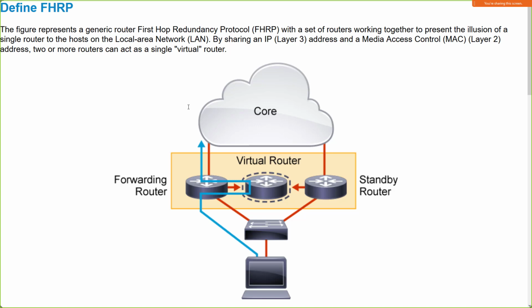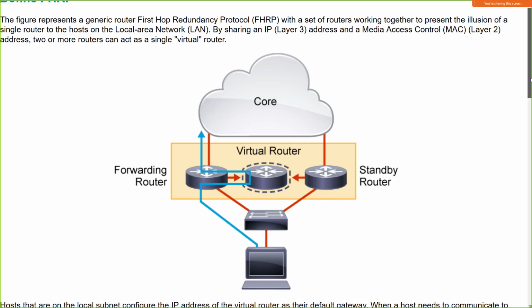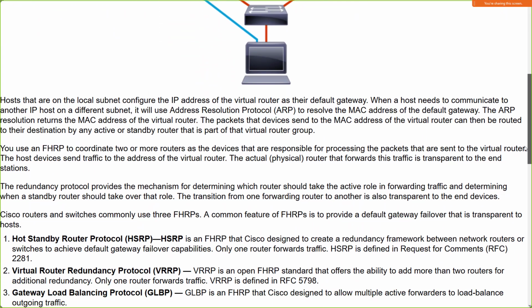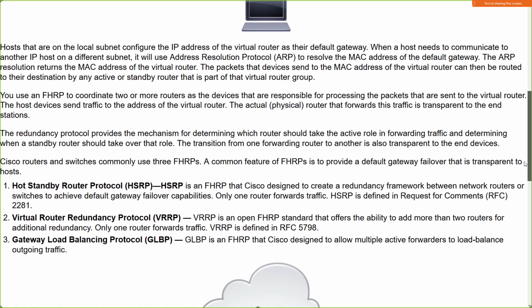The client would have really no indication that a physical device failed because it's still using that virtual IP and that virtual MAC address. So that is the general concept of creating this first hop redundancy group, which can be done, by the way, at layer 3 and layer 2 because of that virtual IP address and virtual MAC address.